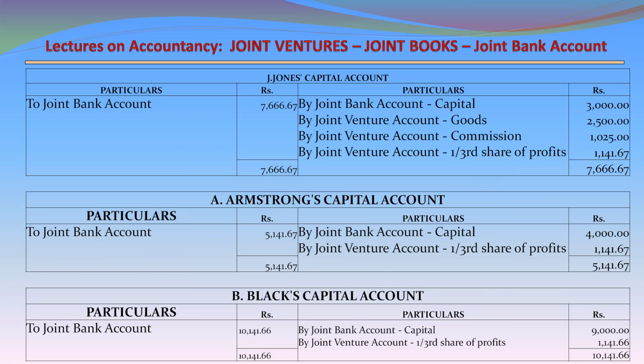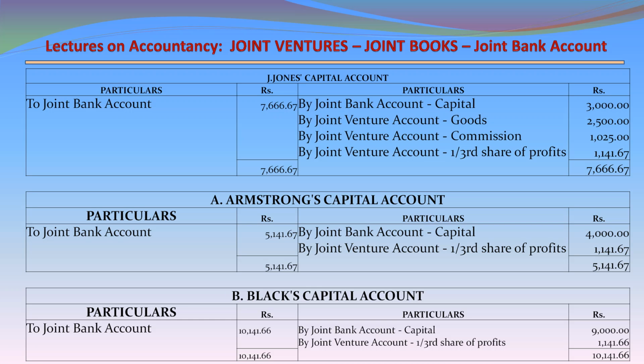Next we will prepare the three capital accounts to find out how much each partner will get as a final settlement on this joint venture. Now J. Jones capital account. By joint bank account, capital brought by J. Jones 3,000. By joint venture, goods 2,500. By joint venture, commission 1,025. By joint venture, 1/3 share of profits 1,141.67. Total 7,666.67. To joint bank account 7,666.67.